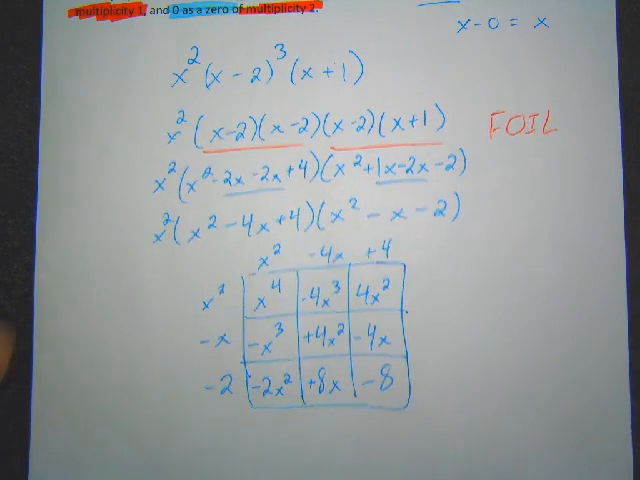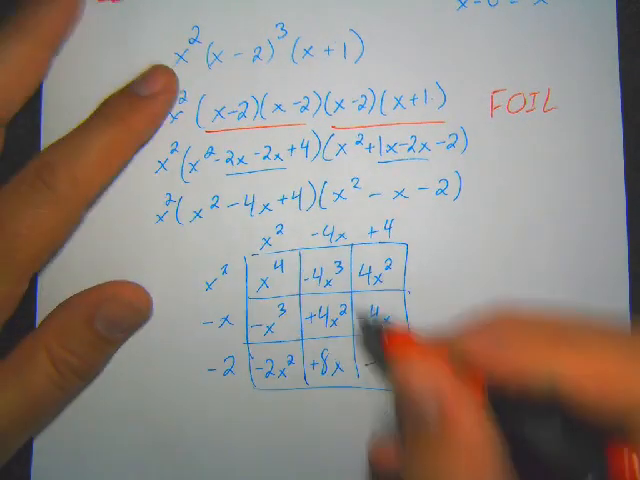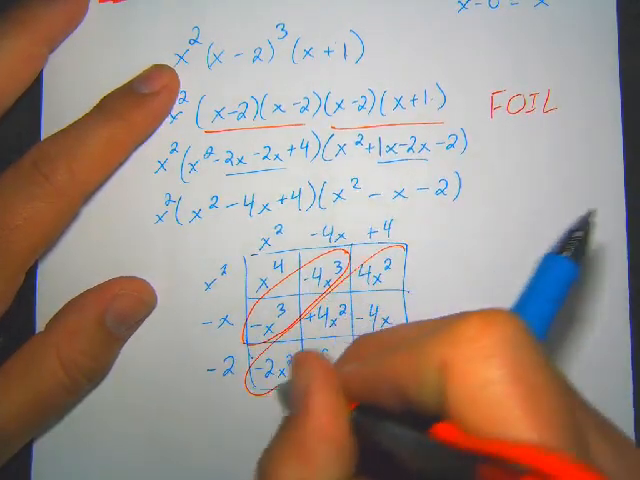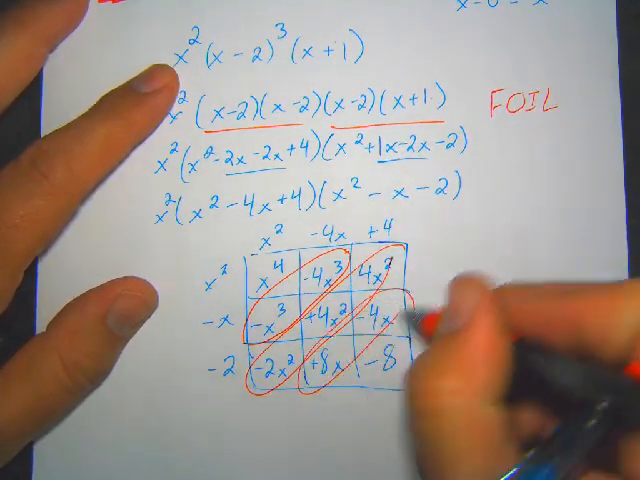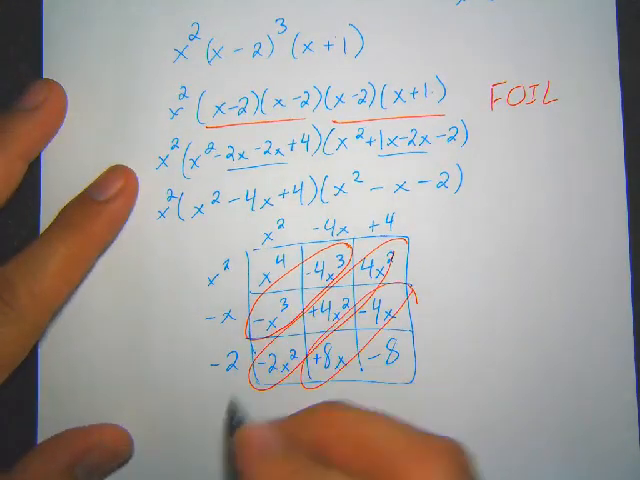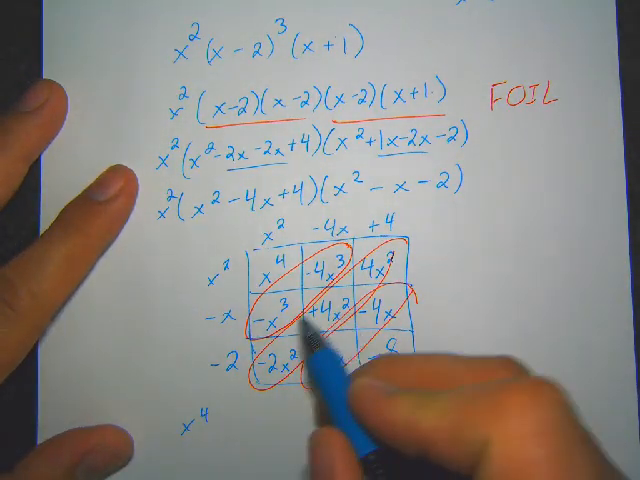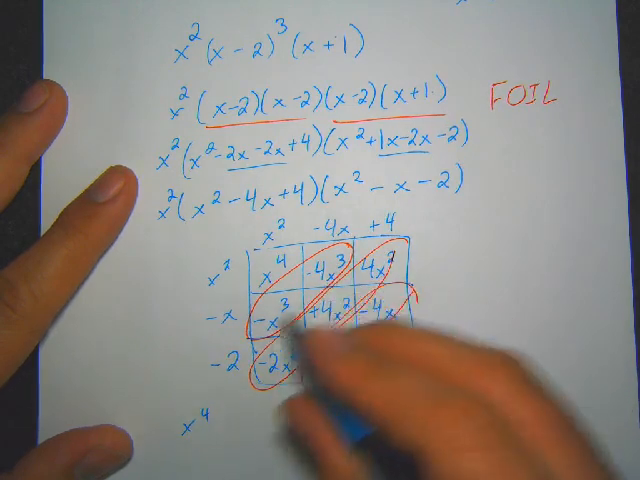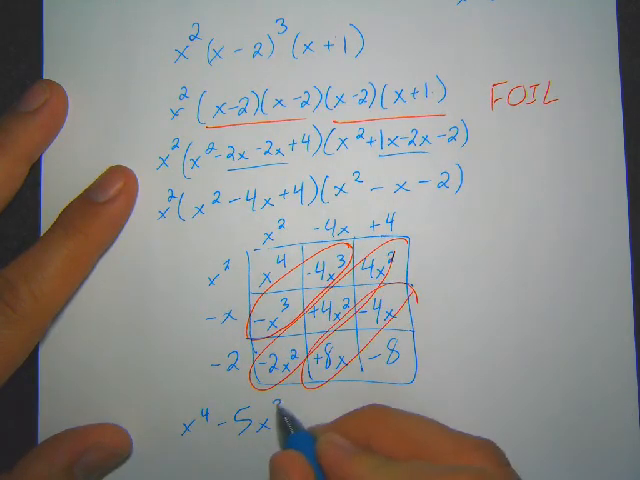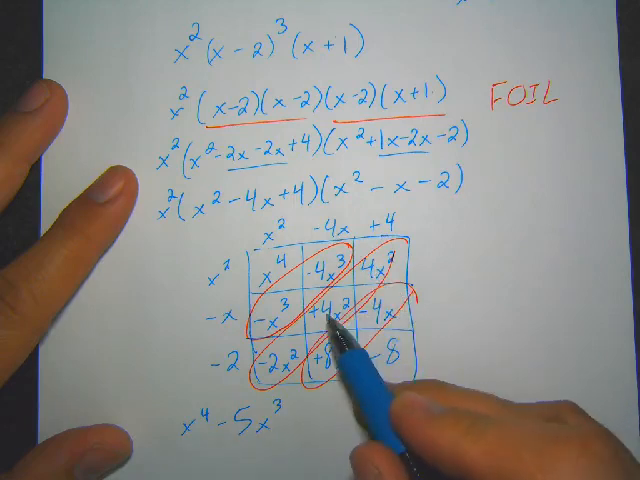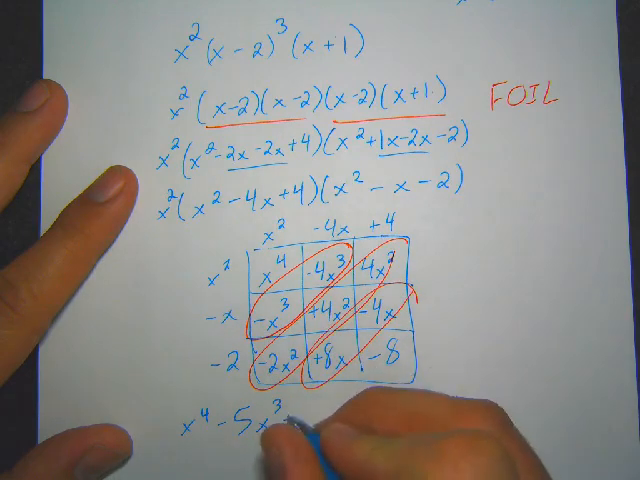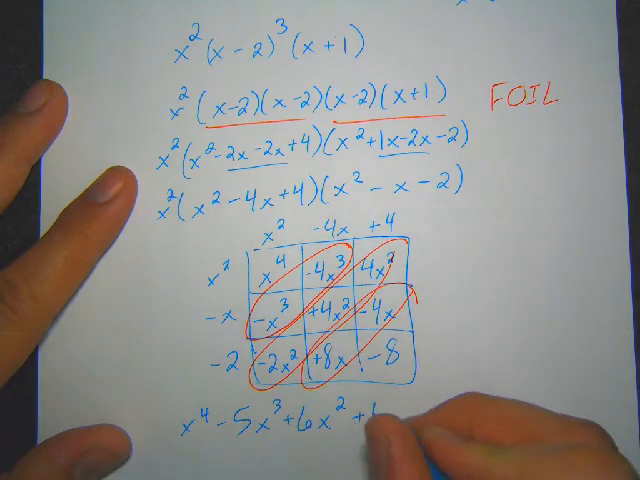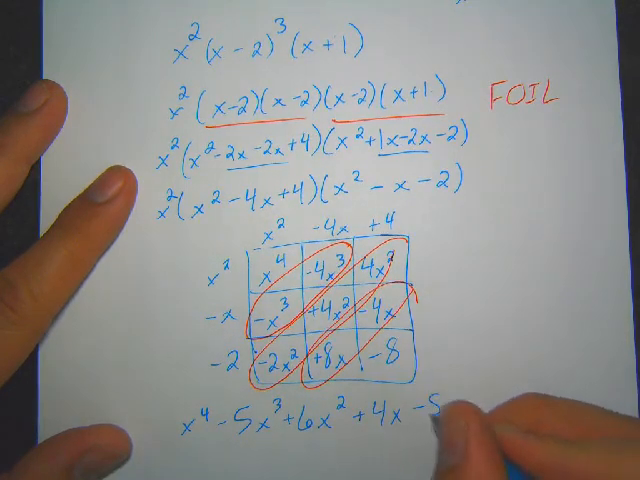I'm not done yet because I do have some combining I can do. Notice that the diagonals actually contain some matching terms that can be combined. So those ones can all be combined. So I got the x to the 4th, that's just going to stay the same. Negative x to the 3rd with another negative 4x cubed, that's going to be negative 5x to the 3rd. 4 plus 4 is 8, minus 2 is 6, that's 6x squared. 8 minus 4 is 4x, and then minus 8.